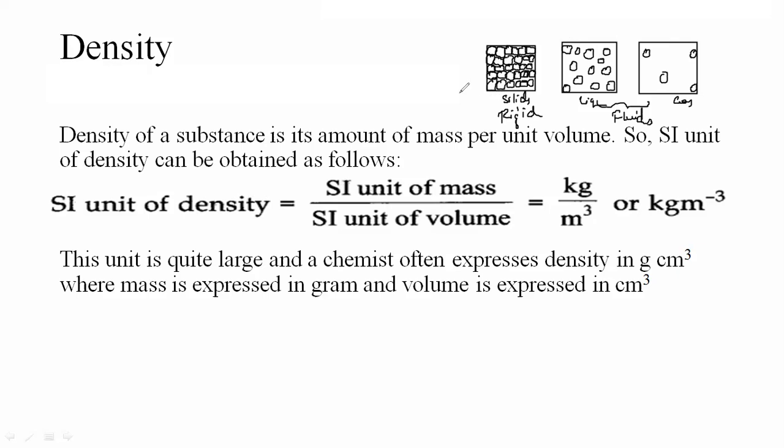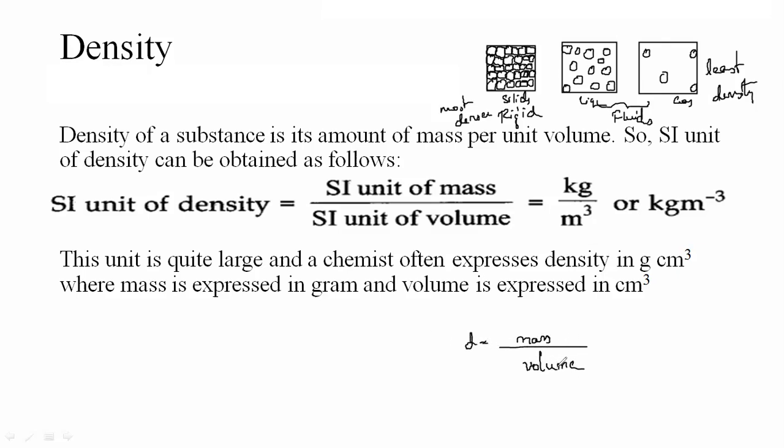So solids are the most dense; they have high density. Gases are the least dense; their density is less, and in between come liquids. So what is this density? Mass of a substance per unit volume. In the given volume, what is the mass of the substance? So mass of a substance per unit volume is called density.